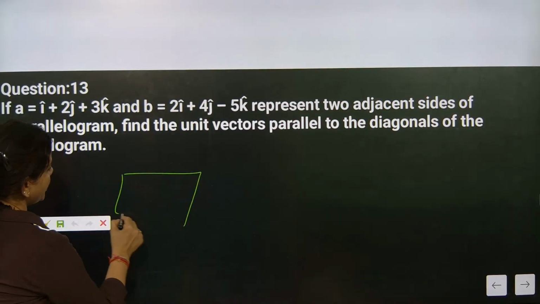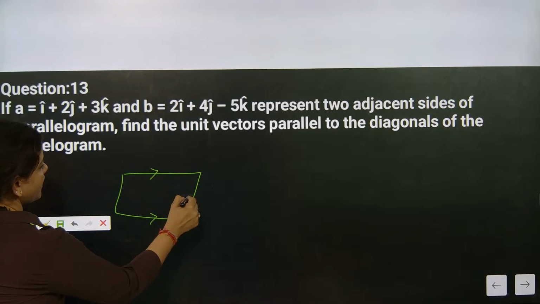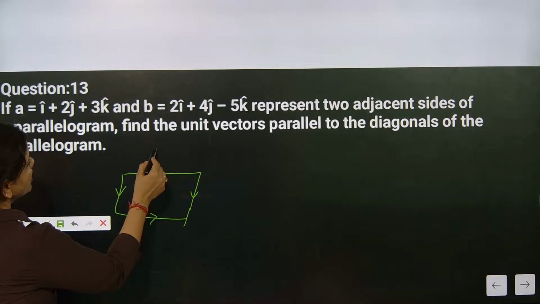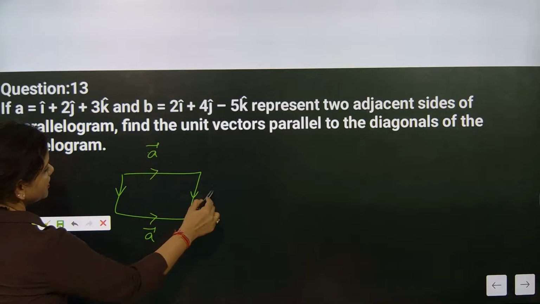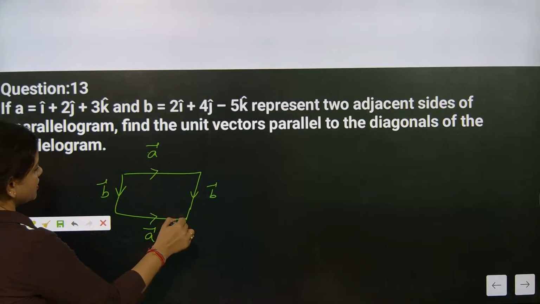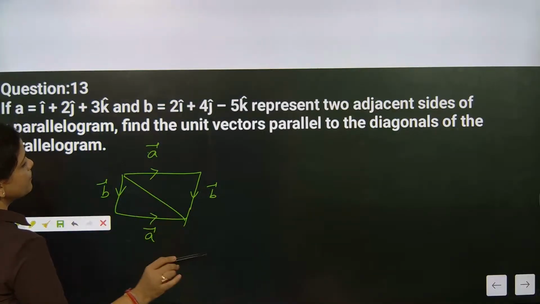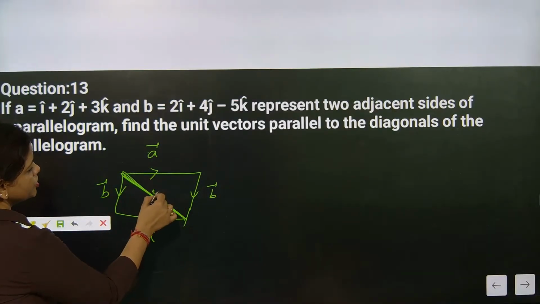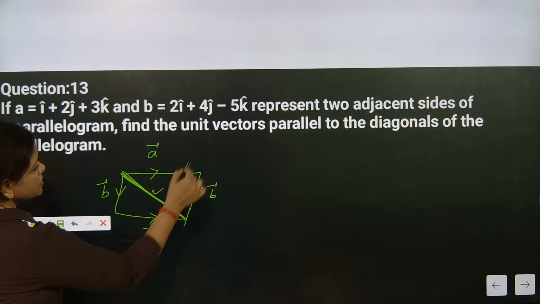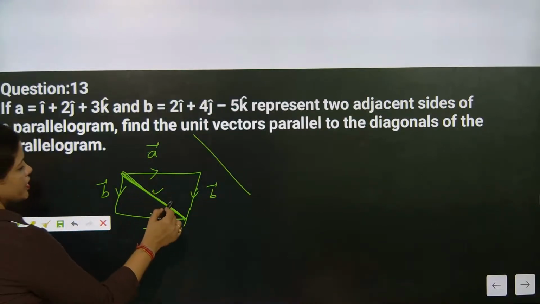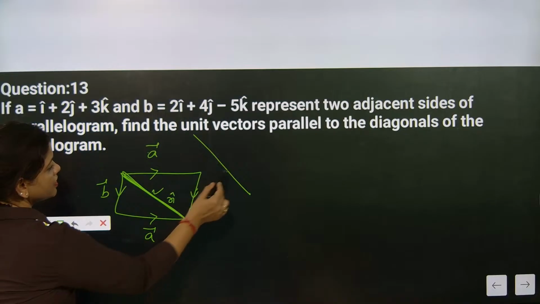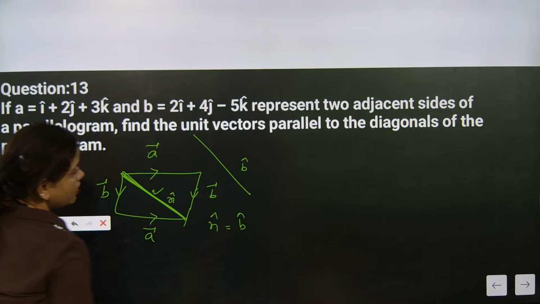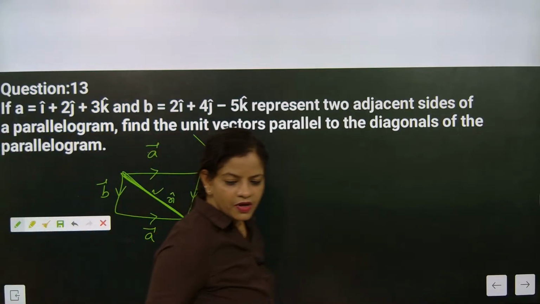So if you are finding this, and if you write like this, if you follow this technique, if this is A vector, this one will become A vector. This is B vector, this one will become B vector. You take one diagonal, okay? Whatever value this diagonal has will be the addition of these two vectors. So this is another vector that is parallel, so its unit vector, if this is the unit vector and this vector, then n cap is equal to b cap. Those people who attended my class in Triple Kundram, you know that.